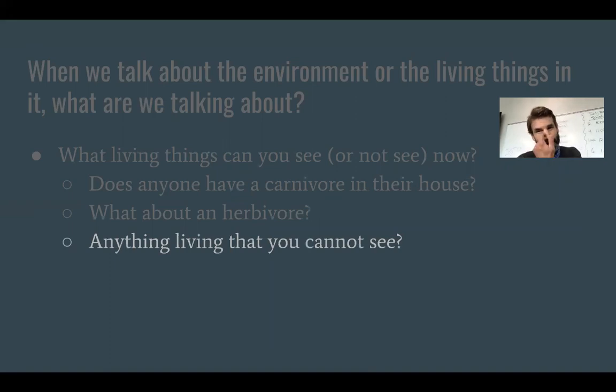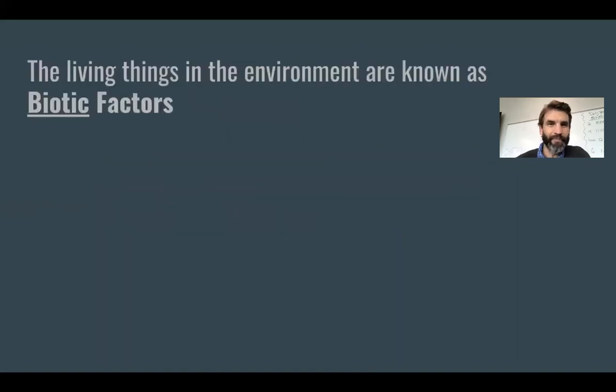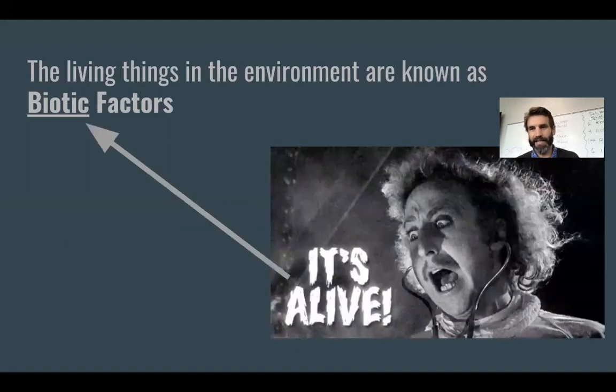And then was anything living that you cannot see? So when we looked out the window, we know that there's probably some squirrels out there, birds, insects, bees. And then the other one that came up is bacteria. Yeah, there's a lot of bacteria around that we can't see that represent a lot of the living things around us. We then talked about that all these living things are known as biotic factors. So biotic factor means it's alive.